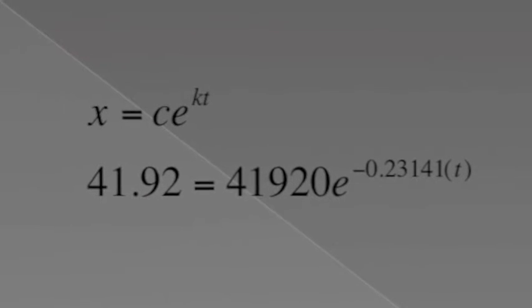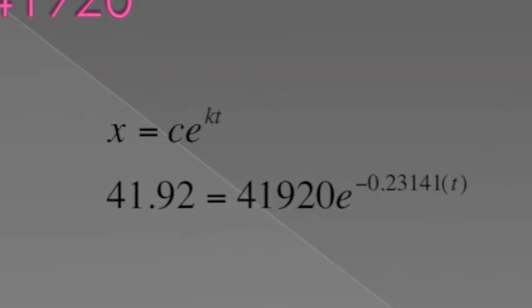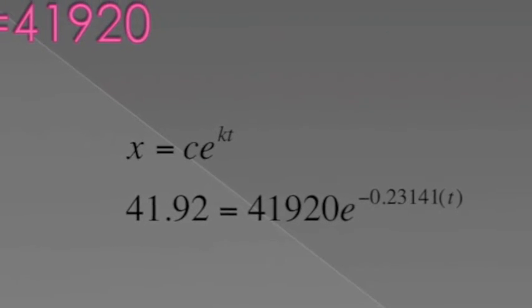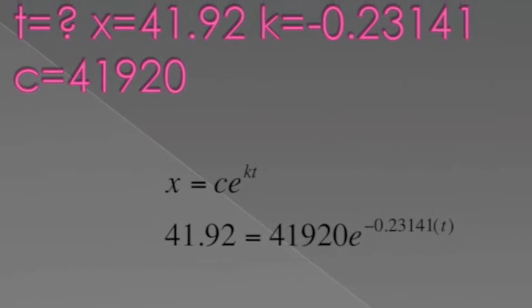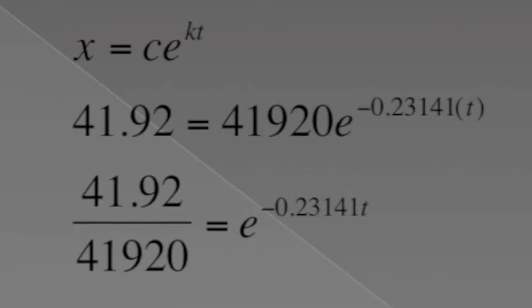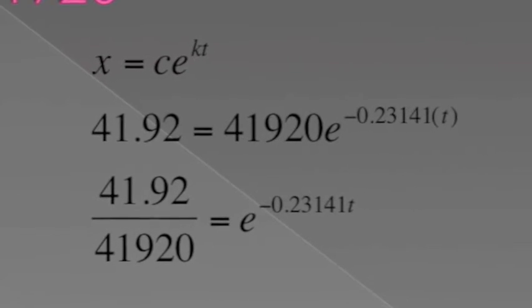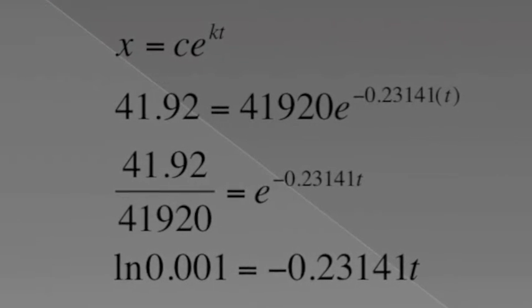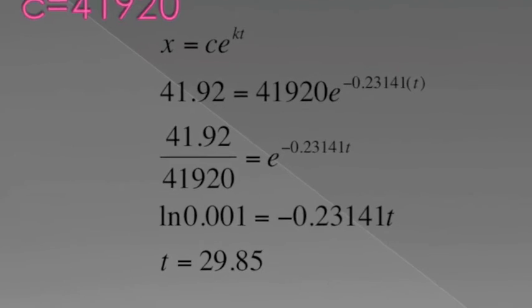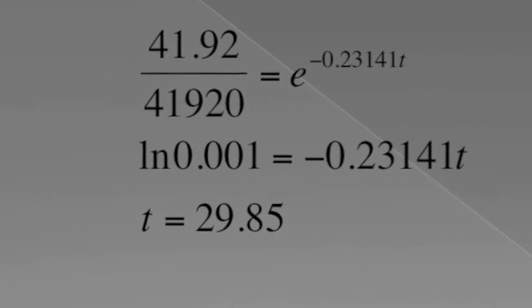Since we have solved for k and c, we will now look for the time when 0.1% of germs are left, which is equal to 41.92. Substitute it in the equation, which will form 41.92 is equal to 41,920 e raised to negative 0.23141 times t. Transpose 41,920, ln everything to remove e, and you will get time, which is equal to 29.85.